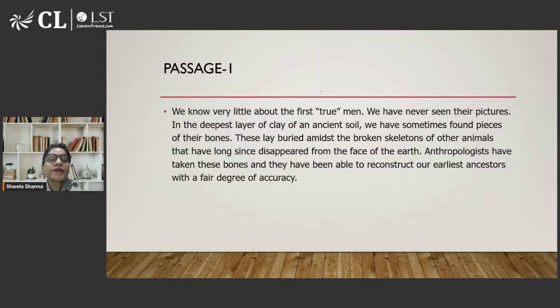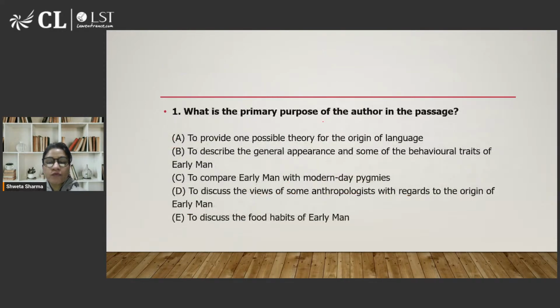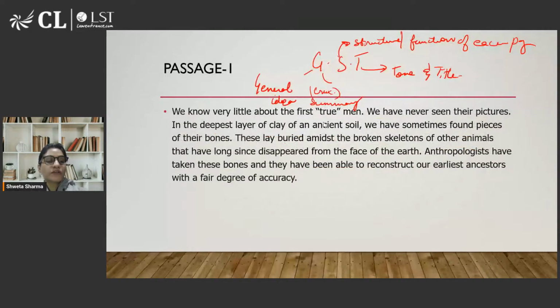So before we move ahead, guys, I want you to please help me out with the general idea, the structure, and tone. I'm going to give you 2 minutes for this. Quickly type down the general idea, that is the crux of the passage, that is a summary. S means the structure, which is basically the function of each paragraph. And T means the tone and title. Help me out with this, and then we move to the questions. Quick, 1 to 2 minutes, guys.